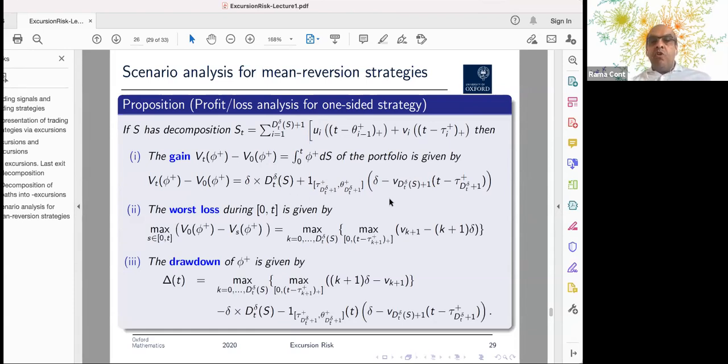And then the second term is telling me that now I'm in the middle of the current trade cycle, which is the trade cycle d_delta plus 1. And because I'm in the middle, I have shorted at delta, and then the price is somewhere, which is described by the last component v of the decomposition.